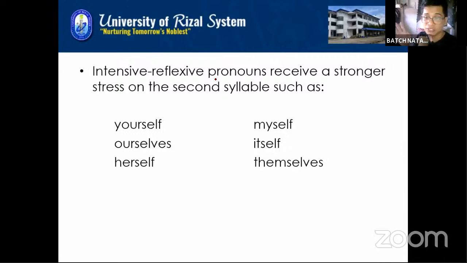Itself. The bird itself is nice to watch. Themselves. Again, I will be pronouncing the words. Intensive and reflexive pronouns receive a stronger stress on the second syllable. So we say yourself, ourselves, herself, myself, itself, themselves.